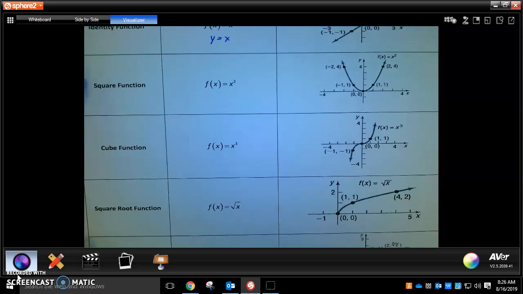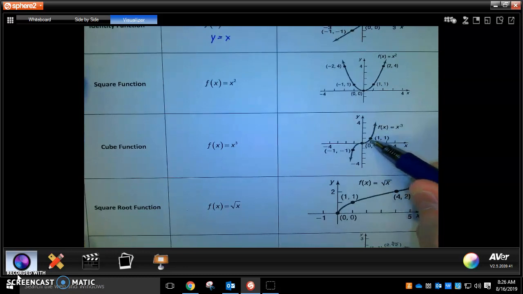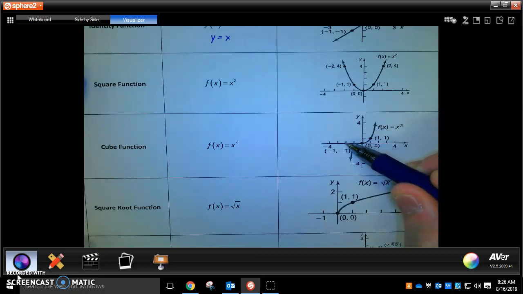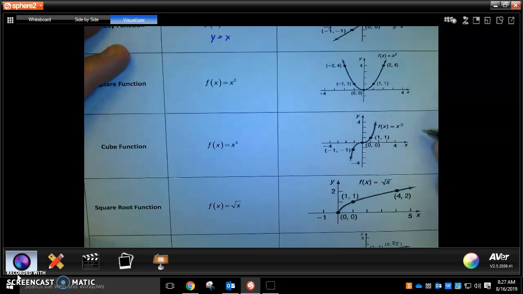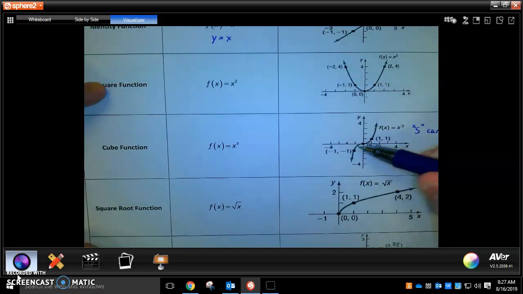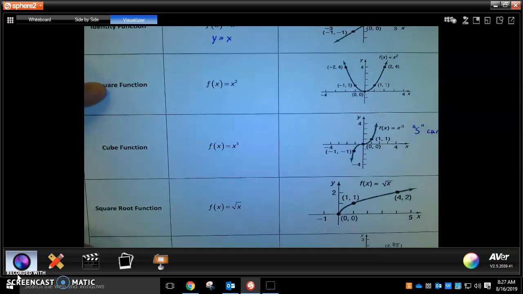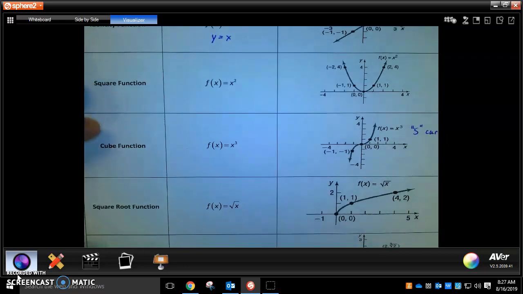The cube function, this part looks very similar to the square function, but when you cube a negative, you get a negative. So when you cube negative 1, you get negative 1. When you cube negative 2, you're going to get negative 8. So you're going to get this shape that looks like this. Again, it's an odd function. I usually refer to this as an S curve. Those of you who drive are probably familiar with an S curve on a road to let you know what's going on, and that's what that kind of looks like to me.